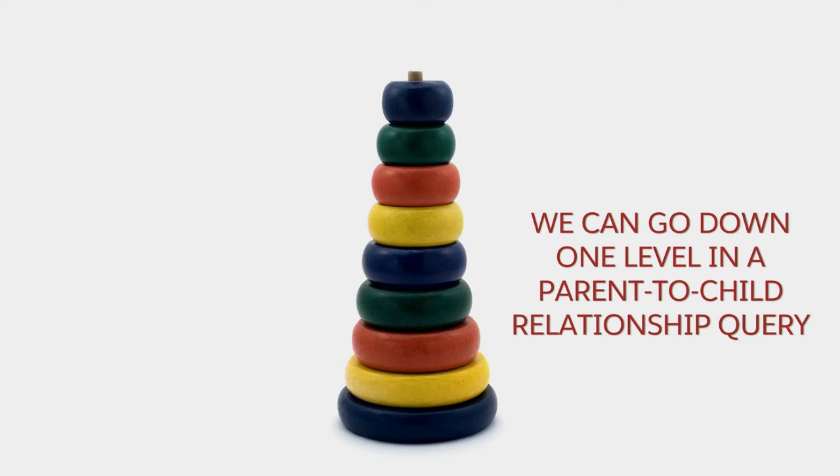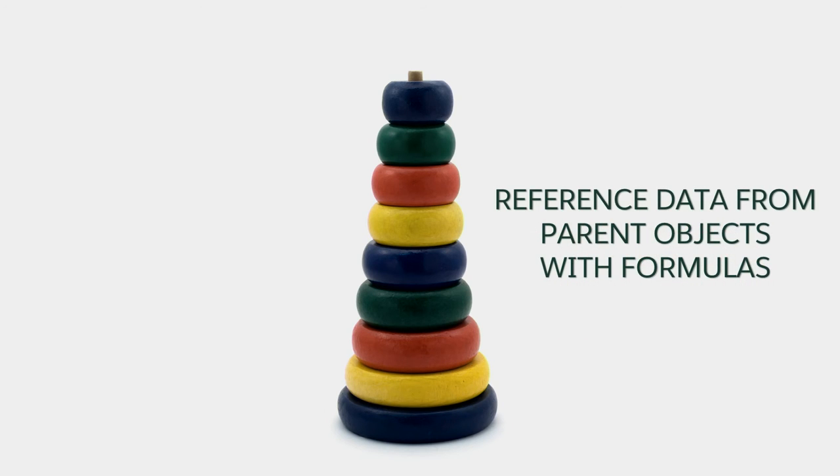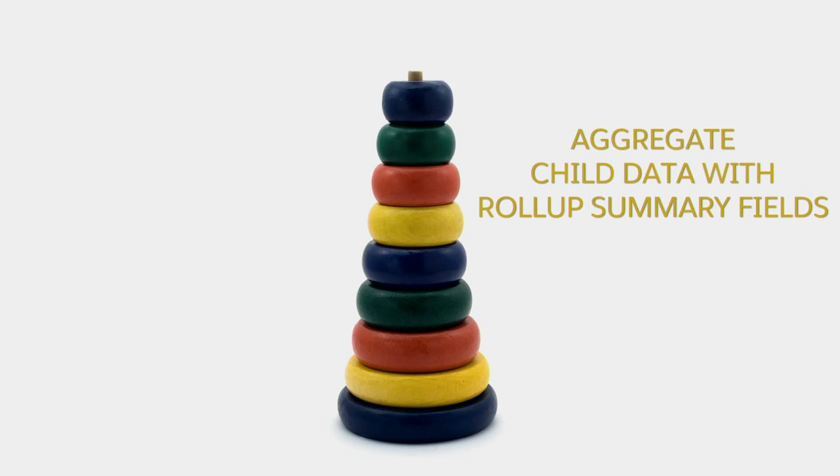Go down 1. Up 5, down 1. We can use formula fields. We can use cross-object workflows. We can reference data from other objects. We can use roll-up summary fields on the master side of a master detail relationship to aggregate data from children or the detail side.